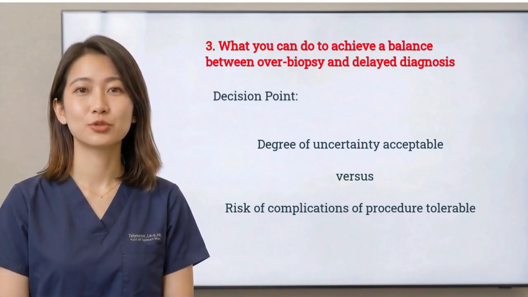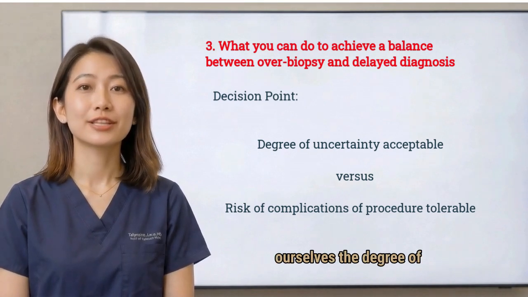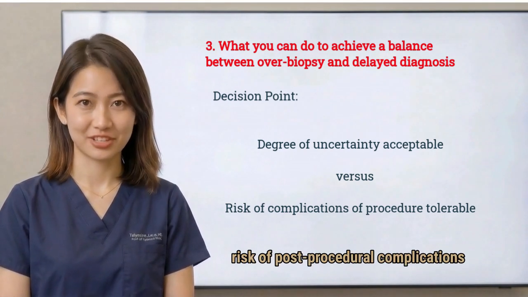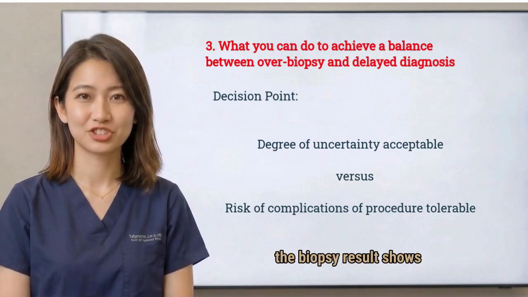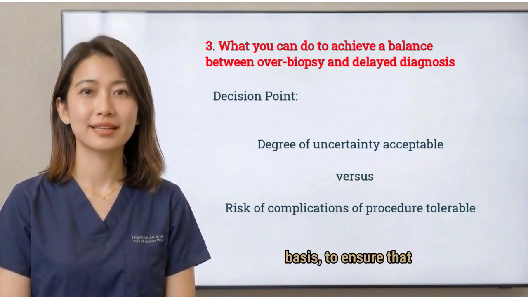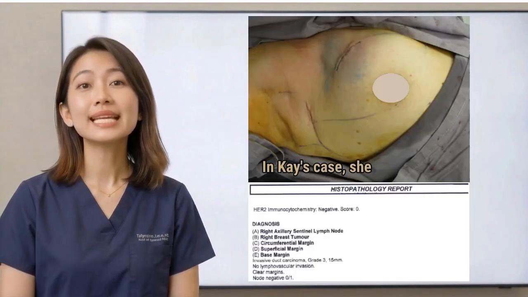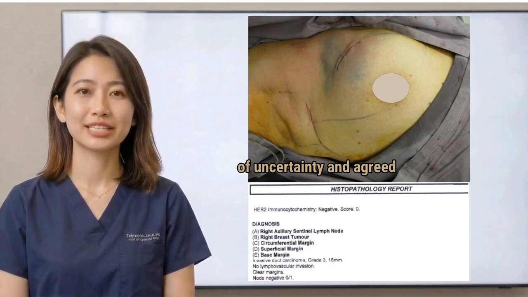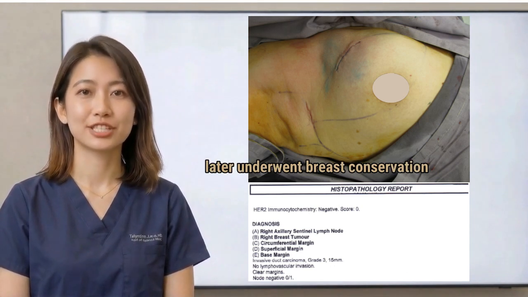So, in summary, to reasonably prepare for our breast screening journey from age 40 to 70, we should decide for ourselves the degree of uncertainty which we are able to accept, and compare that against the risk of post-procedural complications we are able to tolerate in the event the biopsy result shows benign tissue. Unfortunately, it is not possible on a population basis to ensure that every woman who undergoes screening will achieve early diagnosis at the first biopsy. In Kay's case, she was not willing to accept a 4% risk of uncertainty and agreed to undergo a biopsy. She made the right decision for herself and later underwent breast conservation treatment.